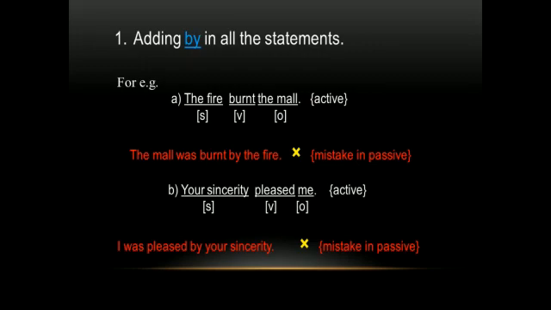The first mistake that I spoke about was adding by in all the sentences. Now, for example, I have a sentence here, the fire burnt the mall. Okay. Now, when we change it into passive voice, depending on all the 5 steps, immediately the student would write, the mall was burnt by the fire. All the 5 steps are very much there. But then that is wrong. Similarly, the other sentence, your sincerity pleased me. I was pleased by your sincerity. Now again, we are following the rules. All the 5 steps are very much there. Then why is it wrong?